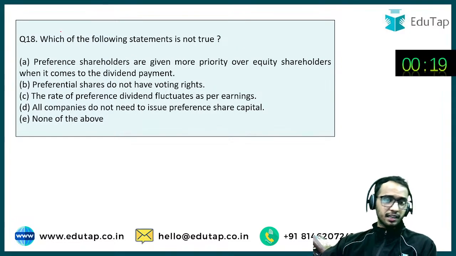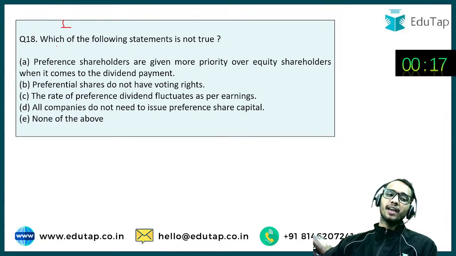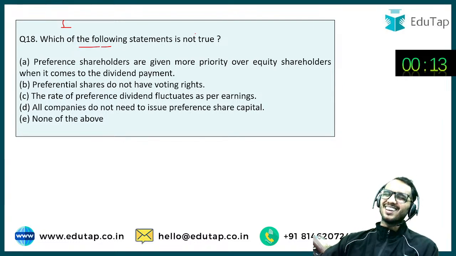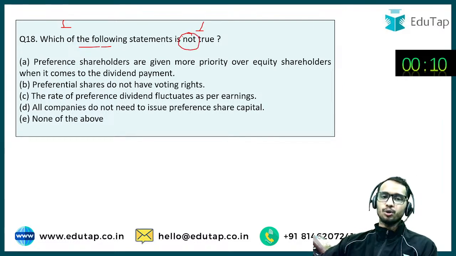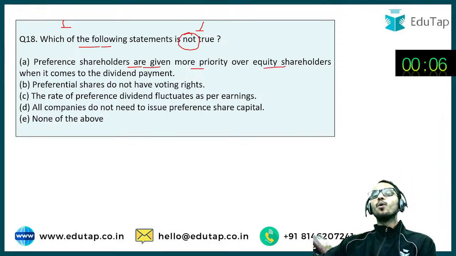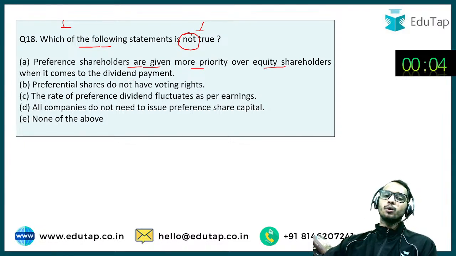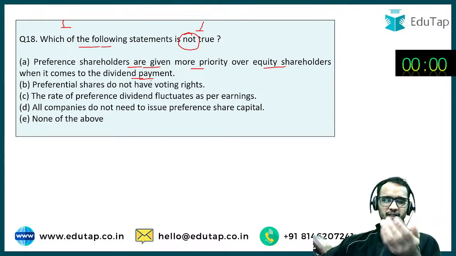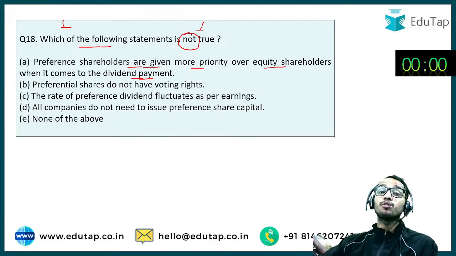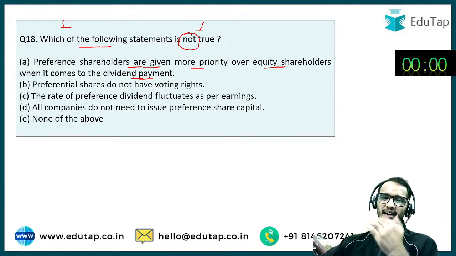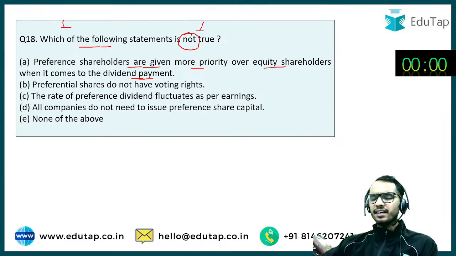Okay. Question number 18th. Let's see who all can give this answer to me. Question is, which of the following statement is not true? Not true. Preference shareholders are given more priority over equity shareholders when it comes to dividend payment. Let's just reserve this option. Let's read out the other option as well, because we have to calculate not true. Let's look at other option which is not true. Preference shares do not have voting right.